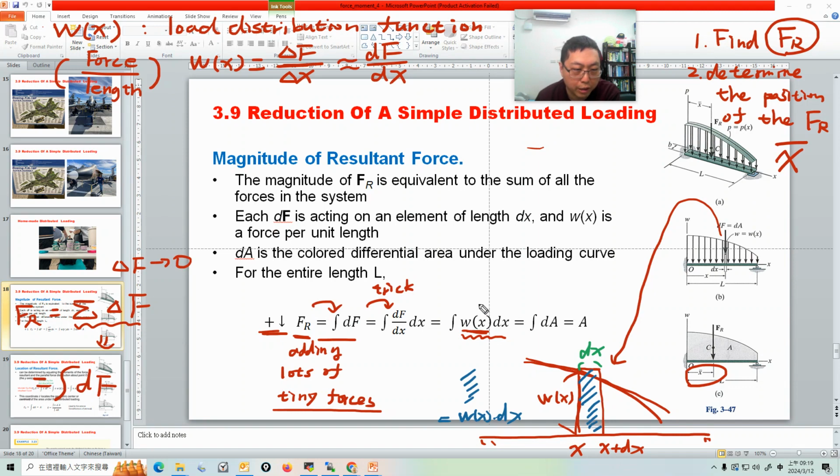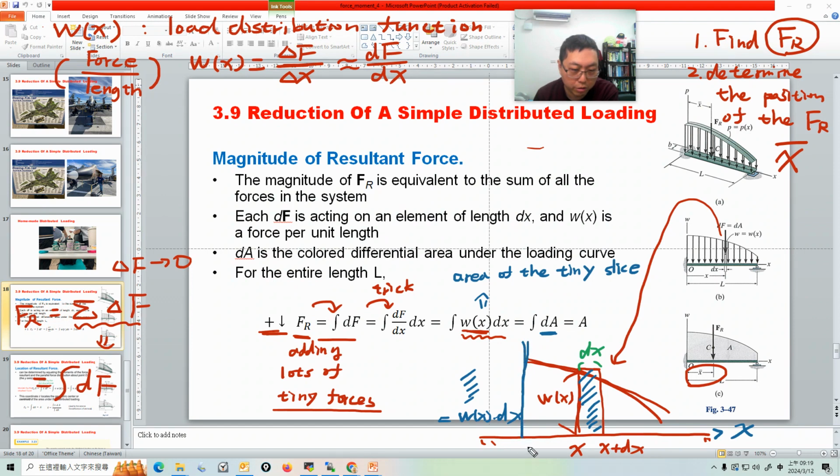The area of this tiny slice, I call it dA. Then I sum up lots of dA along this x direction. I sum up the area of each slice and add them together from the left hand side to the right hand side.